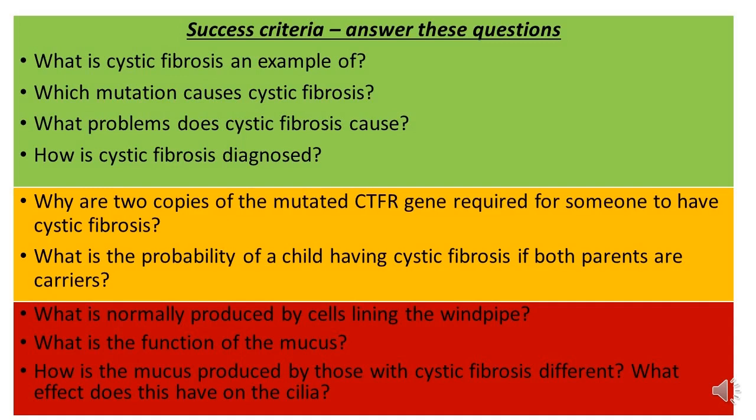Because we know that 1 in 25 people carry the gene, but only 10,000 people in the UK actually have cystic fibrosis. We also want to know what is the probability of a child having cystic fibrosis if both parents are carriers. And to answer that question, you'll need to look back at our previous lessons and you'll need to use a Punnett square in order to solve that problem. Once you've had a go at the green and the orange sections, try and have a go at the red section, which is slightly more difficult. If you're struggling with that, try and answer at least one of the red section questions, or if you're feeling confident, go for all three.